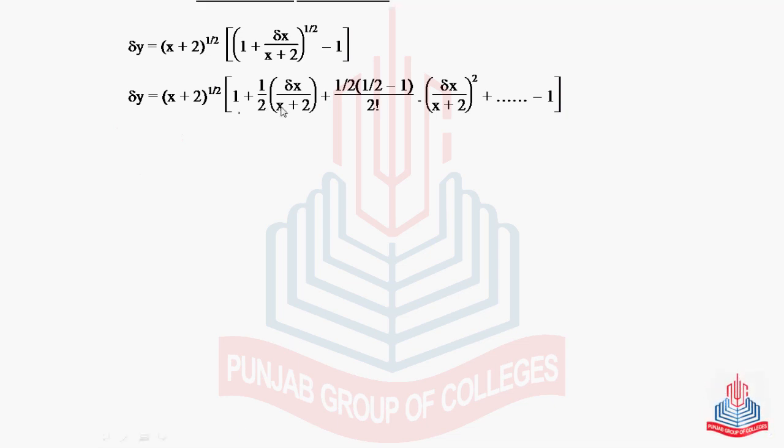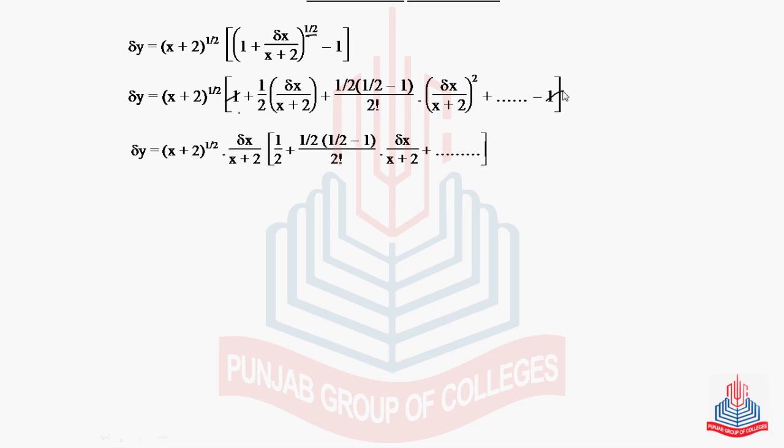n is 1 by 2 and x is delta x over x plus 2, plus n(n minus 1) over 2 factorial times x squared, where x is delta x over x plus 2, and so on. Again, the power is 1 by 2, which is a fraction, so that will become an infinite series, and this minus 1 will remain the same at the end.